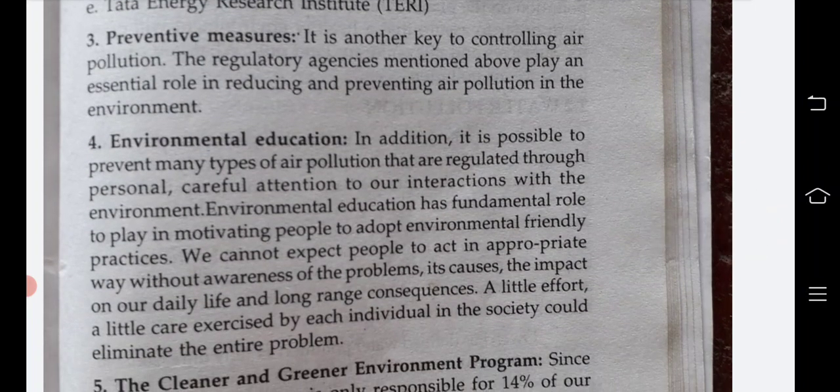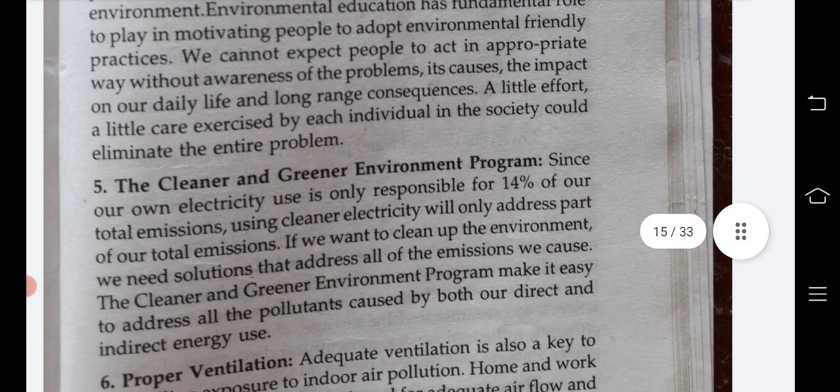Environmental education. People should be taught why we should go for a clean environment. Education should be given to the people, like the younger generation, the children at school, who should be taught why saving the environment is important. The Cleaner and Greener Environment Program. Since our own electricity use is only responsible for 14% of the total emissions, using cleaner electricity will only address part of our total emissions. If we want to clean up the environment, we need solutions that address all the emissions we cause.